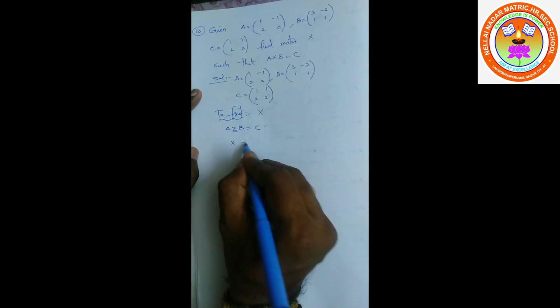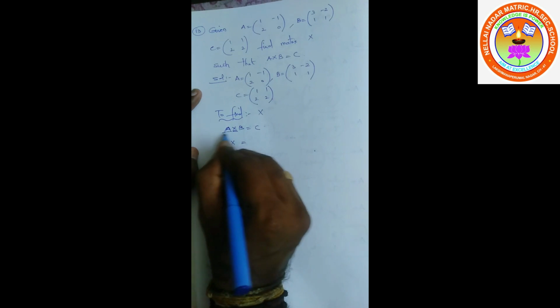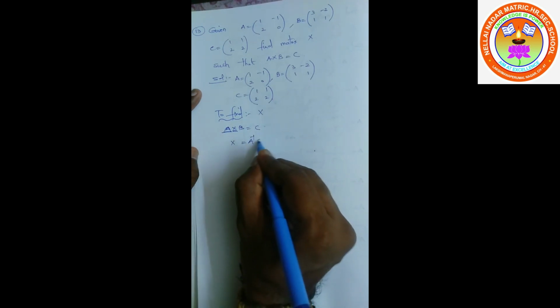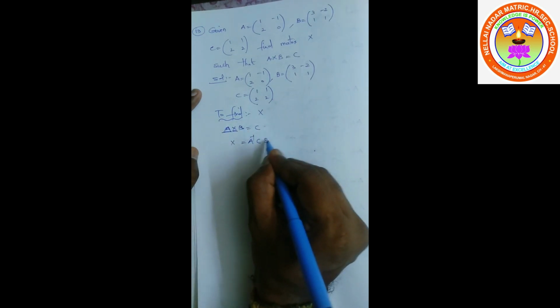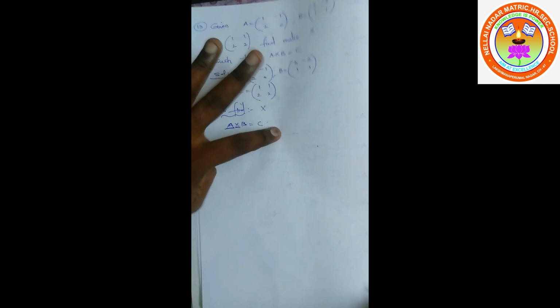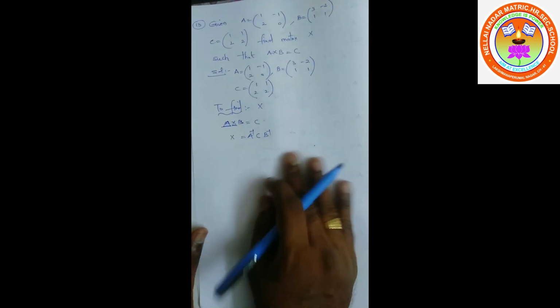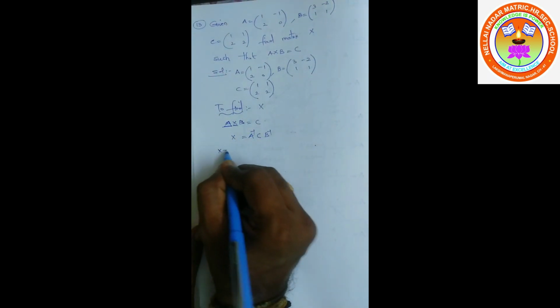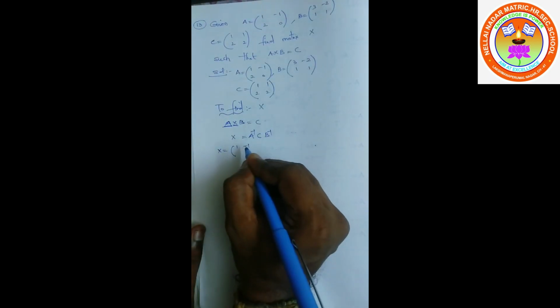X is unknown, A and B are known values, so X remains as it is. A is in the front, so it moves front, A inverse C. B is last, it moves last. I have taught you in the concept also. Front means take front, last means I need to take last. X is equal to A inverse C, B inverse.